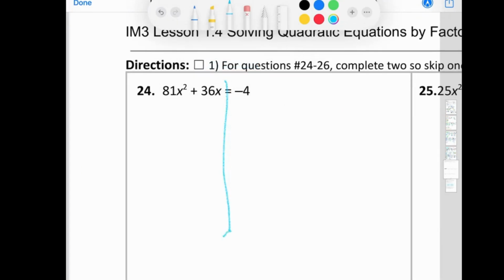What a nice blue that is. Wow, dropping my pen.